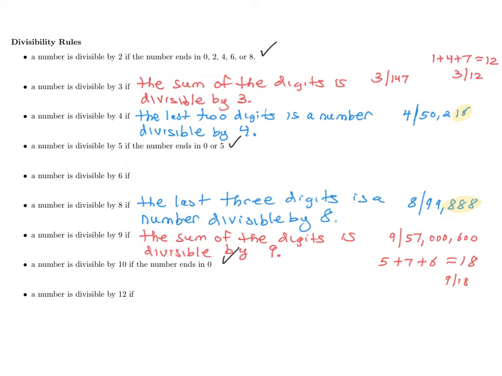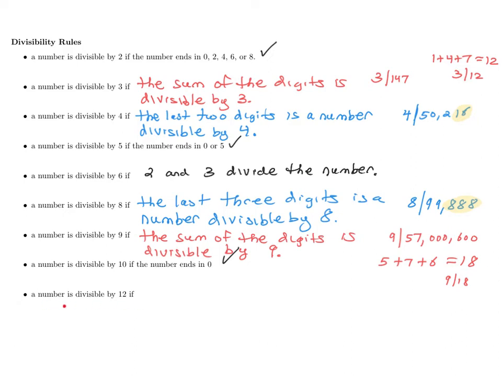The last two rules are for 6 and for 12, and these are similar to each other. So when is a number divisible by 6? It turns out that if 2 divides a number and 3 divides a number, then 6 must divide that number too, essentially because the product of these two numbers is in fact 6. So I'll say this happens if 2 and 3 divide the number.